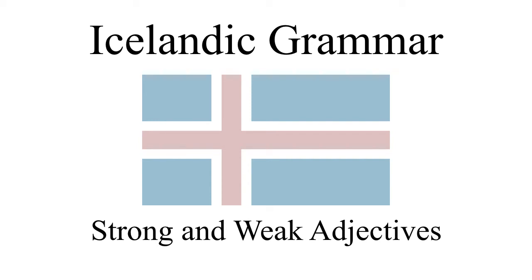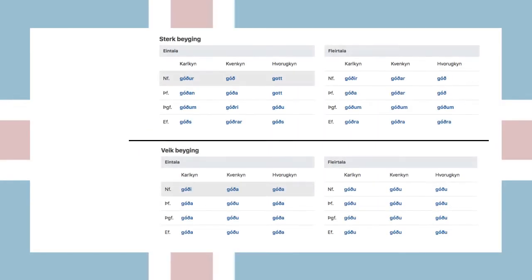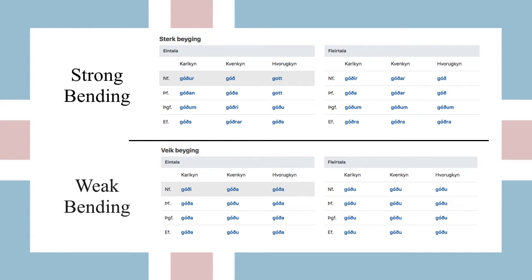In this episode, we're going to be talking about the difference between strong and weak adjectives. If you've ever gone and looked up the forms of an Icelandic adjective, then you know that there are a lot of different forms. One thing you may have noticed is that every adjective has a strong bending and a weak bending. Both the strong and weak forms of the adjective have a different form for masculine, feminine, and neuter, singular and plural, and the four grammatical cases, nominative, accusative, dative, and genitive.